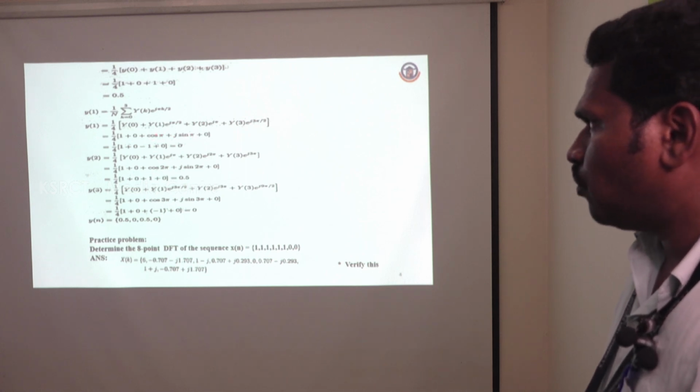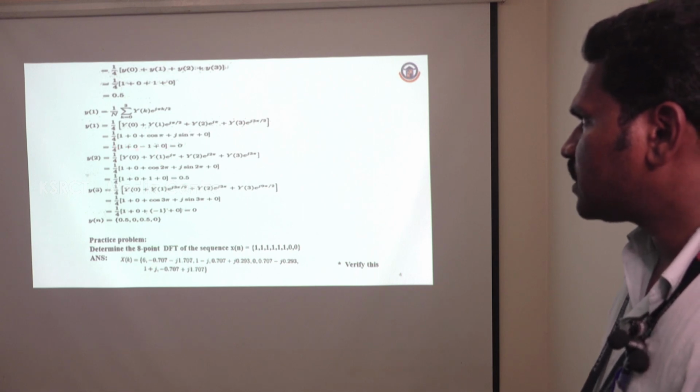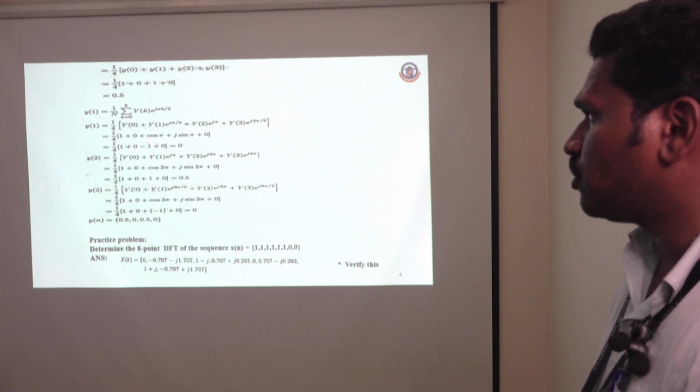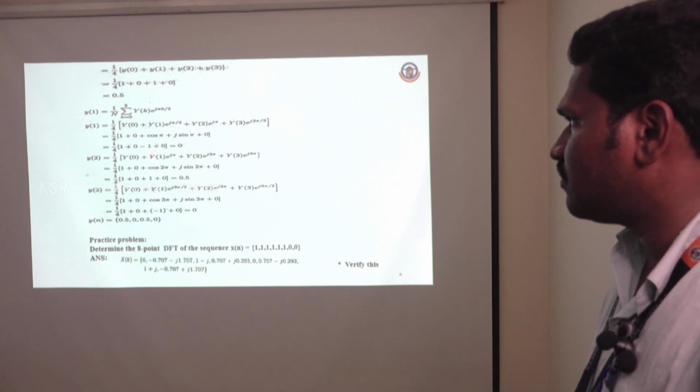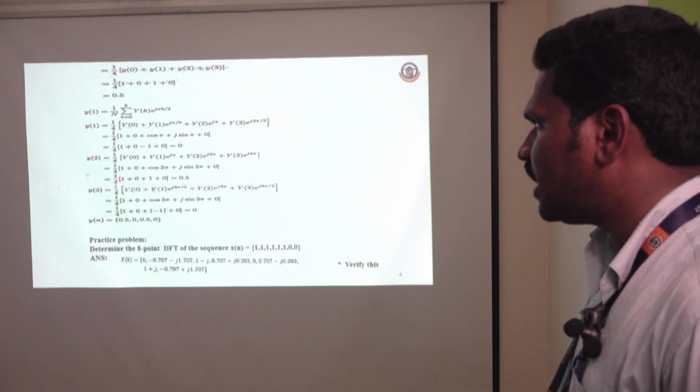Cos pi is equal to 1. Therefore, the resultant value is 1 by 4. 1 into 1 plus 0 minus, so cos pi is equal to minus 1 plus 0. Therefore, the resultant value is equal to 0. Similarly, you need to get the values of y of 2 and y of 3.